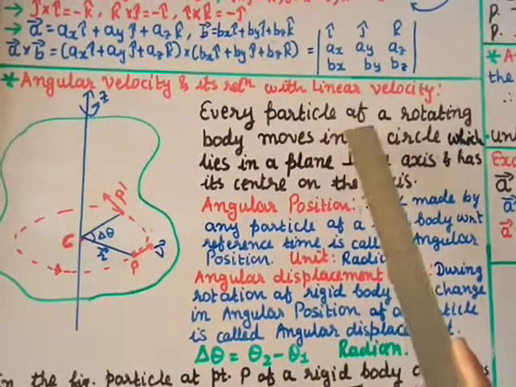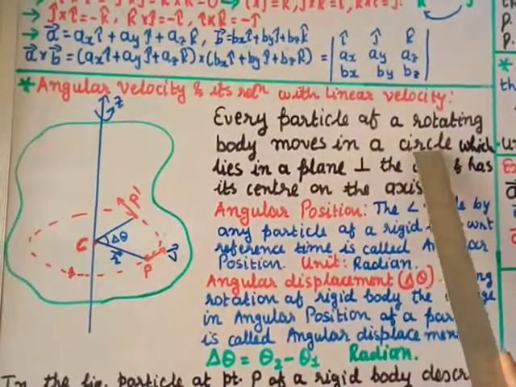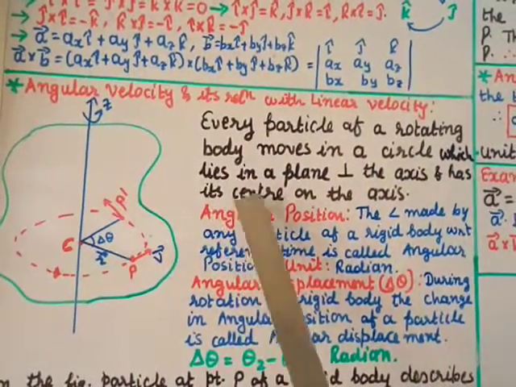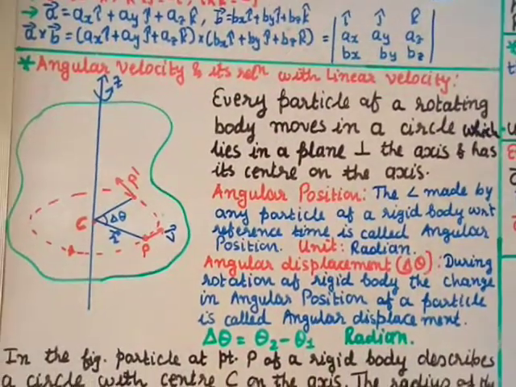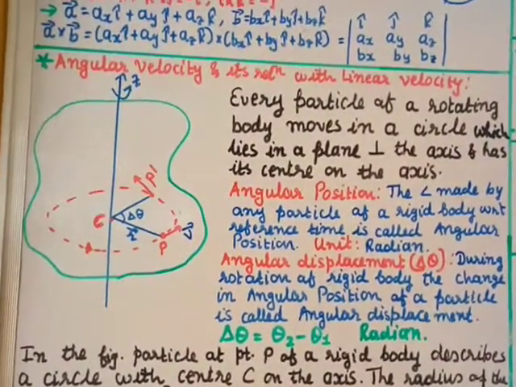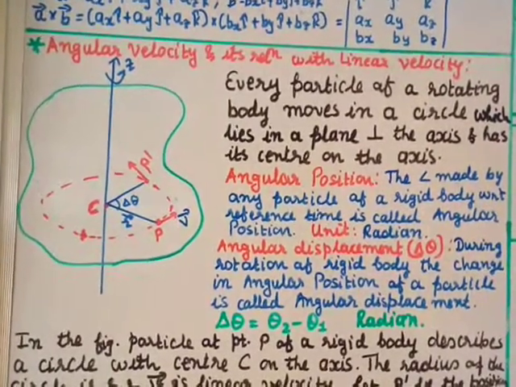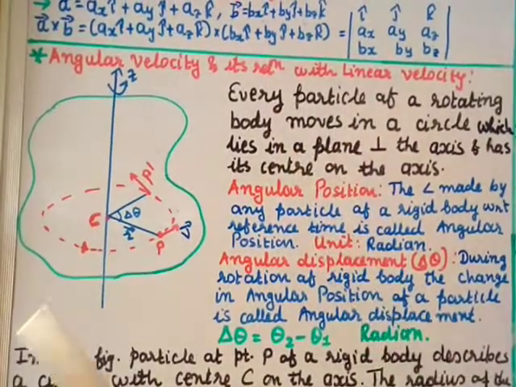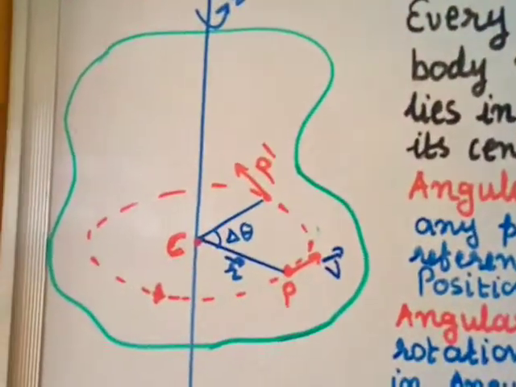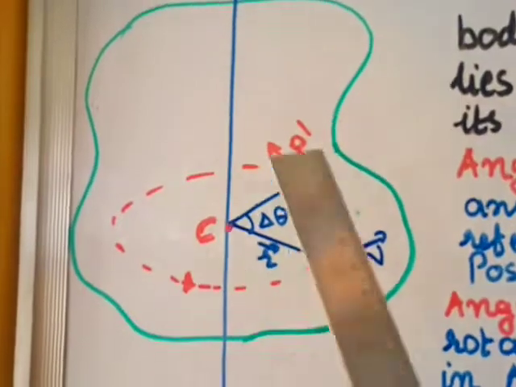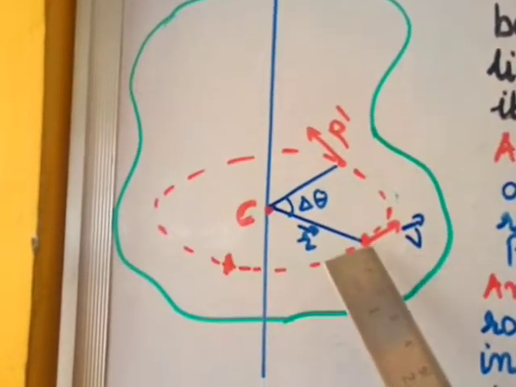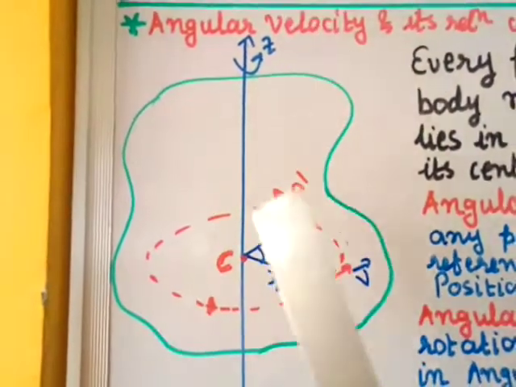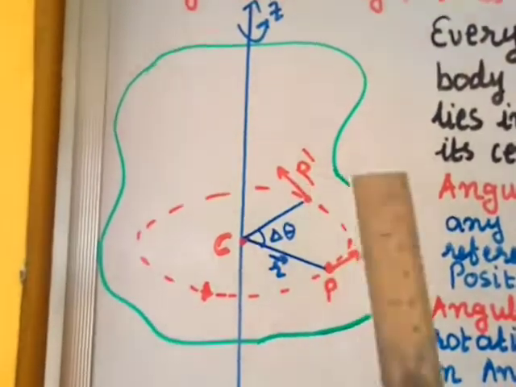Now every particle of a rotating body moves in a circle which lies in a plane perpendicular to the axis and has its center on the axis. We have studied that if a body is rotating with a fixed axis, then every particle in this rotating body will describe a circle. I have taken this point P and the body is rotating around this axis. This is the axis of rotation. I have taken the Z axis, so it is rotating like this.